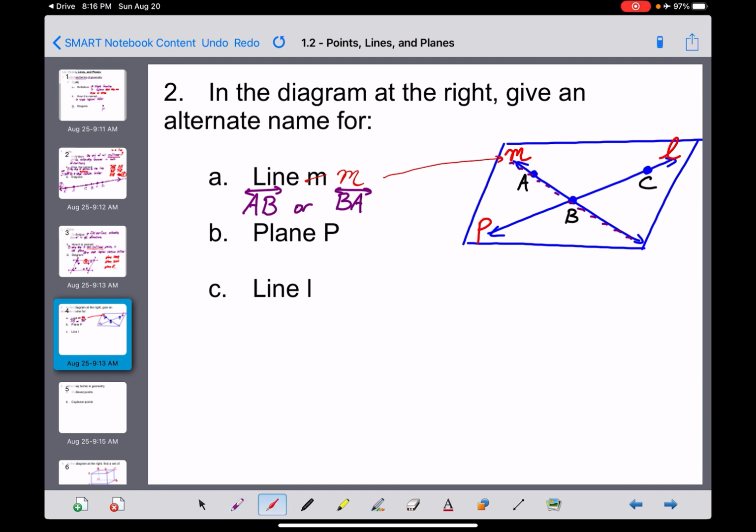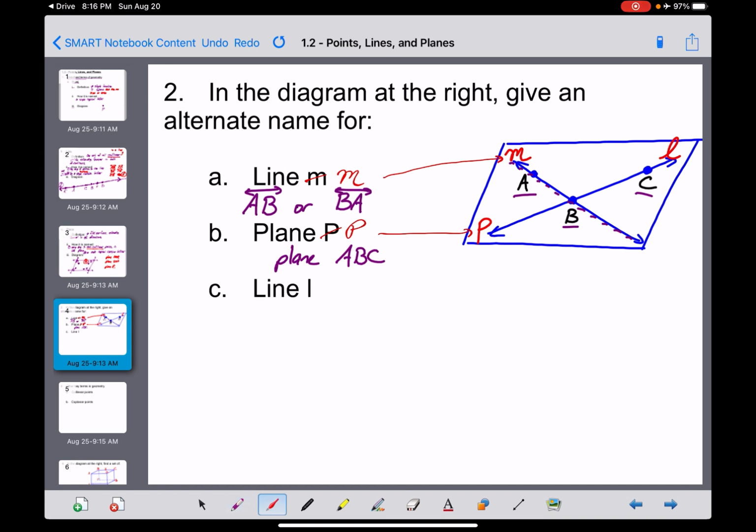So, again, what that probably should have been right here would have been a cursive P that looked maybe something like this. Capital cursive letters name planes, and planes can also be named with any three non-collinear points that are located in that plane. So, what do we see? A, B, and C all appear to be inside that plane, and they are non-collinear here. It doesn't look like you can draw a line between them, so we could also call plane P plane ABC. Or again, any order for the A and the B and the C would be fine.